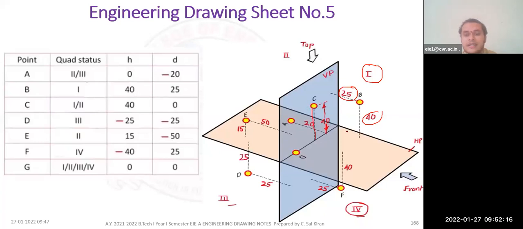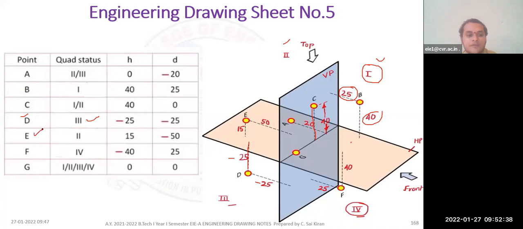Whenever H distance is 40, it can be possible in the first quadrant and in the second quadrant. And whenever you see the letter D, this is my letter D, it is negative H, minus 25 and negative D, minus D is 25. Okay, so it lies in the third quadrant.